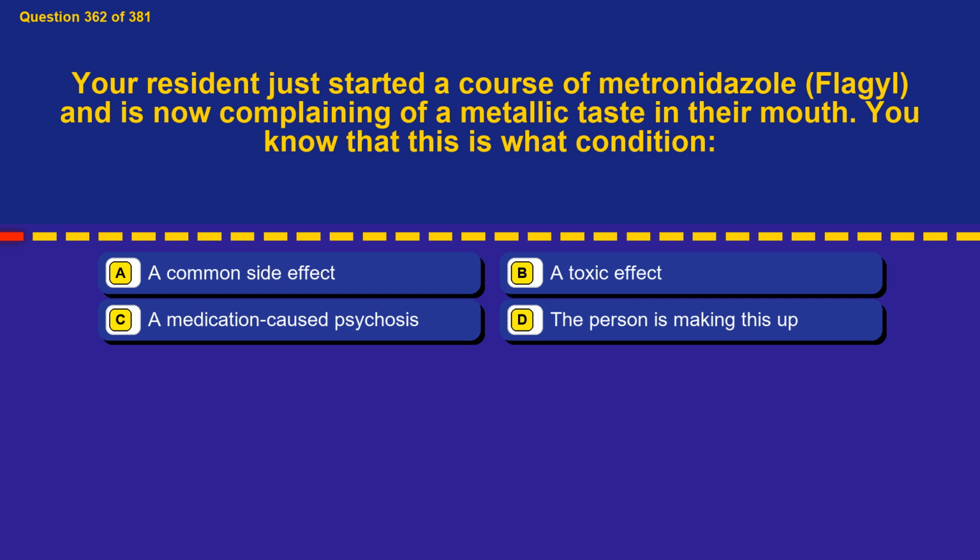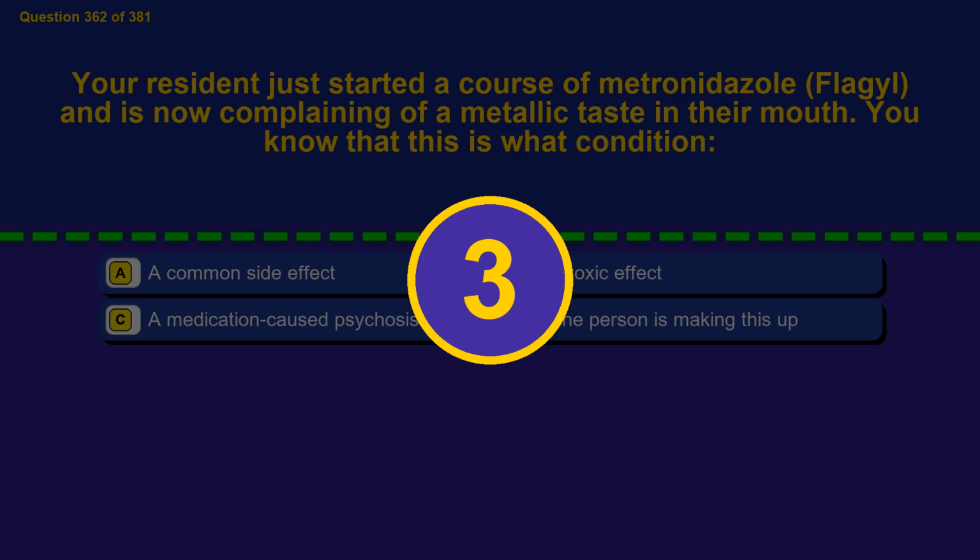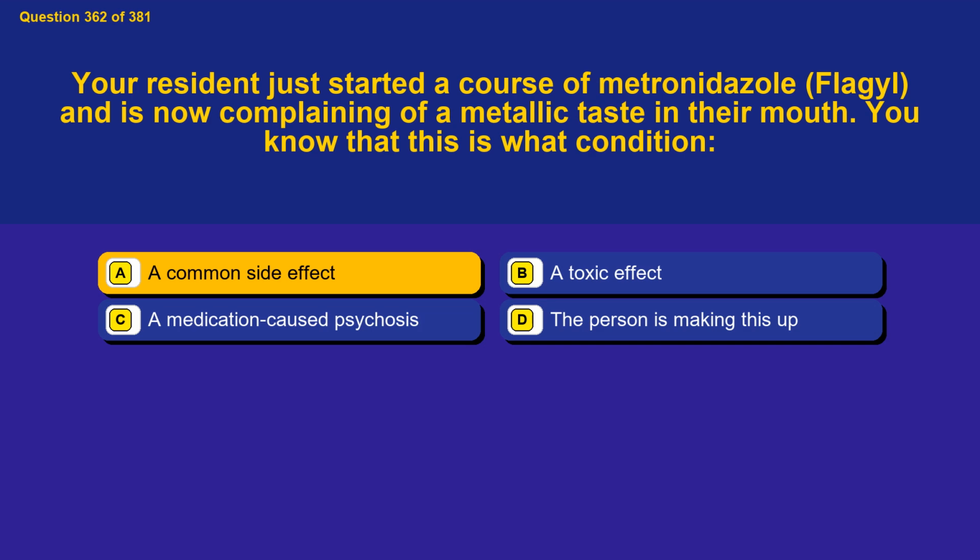Question 362. Your resident just started a course of metronidazole, Flagyl, and is now complaining of a metallic taste in their mouth. You know that this is what condition? Option A, a common side effect. Option B, a toxic effect. Option C, a medication-caused psychosis. Option D, the person is making this up. The correct answer is option A, a common side effect.